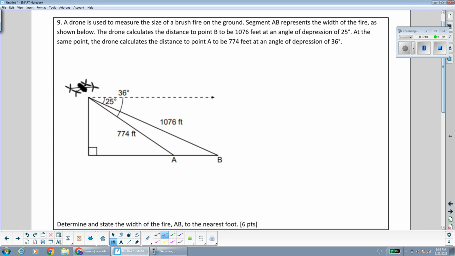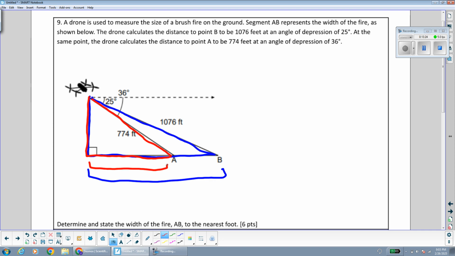For this one, we need to find from A to B. But notice how A to B is not part of a right triangle. So we need to use our right triangles. We have a big right triangle. And we have a small right triangle. If we can find this side from the big right triangle and this side from the small right triangle and we subtract them, we get AB. So that's our plan.